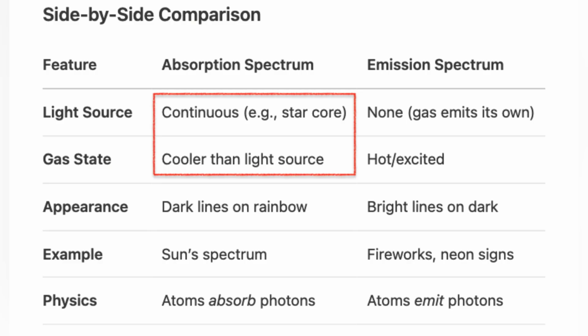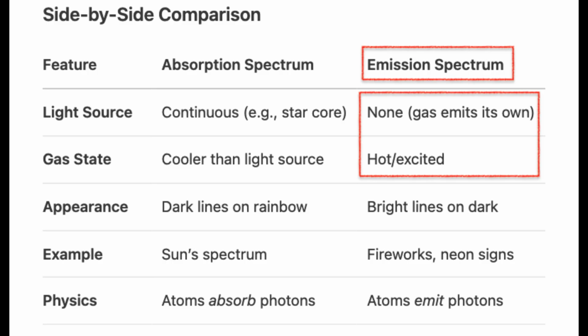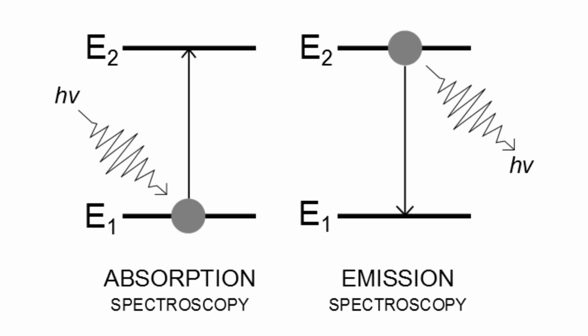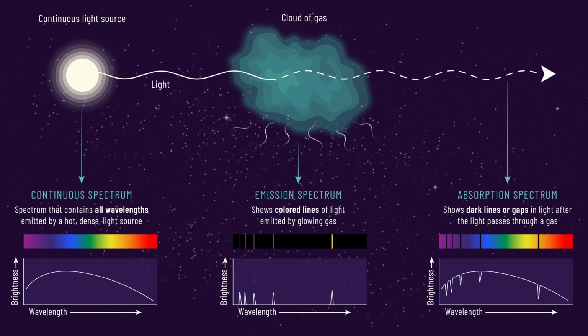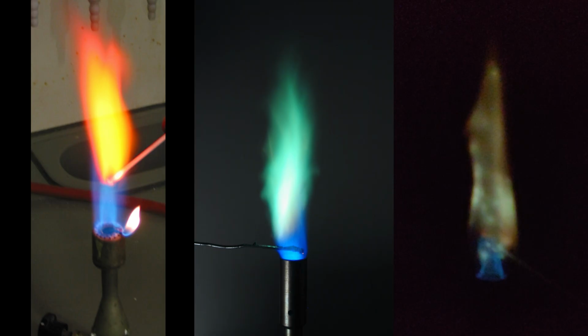the observer. In contrast, an emission spectrum emerges when a hot, low-density gas becomes excited and emits light on its own. Here, energized electrons in atoms jump to higher orbitals before falling back down, releasing their excess energy as photons of specific wavelengths. Instead of dark lines on a bright background, we see bright lines of color against the darkness. Fireworks demonstrate this beautifully, with strontium producing crimson red, copper shining blue, and barium glowing green.